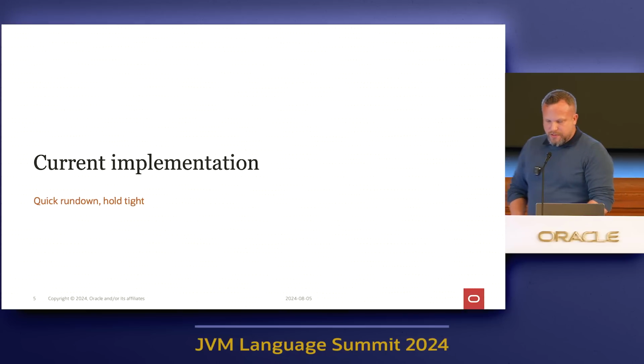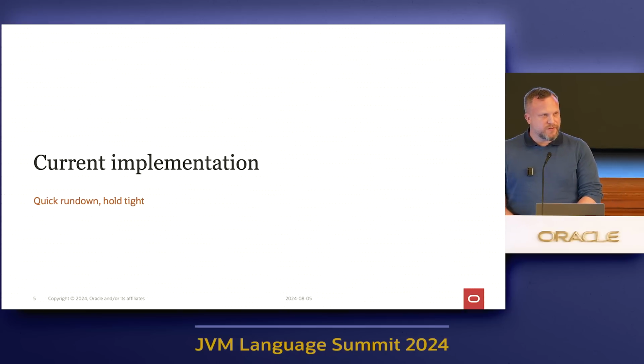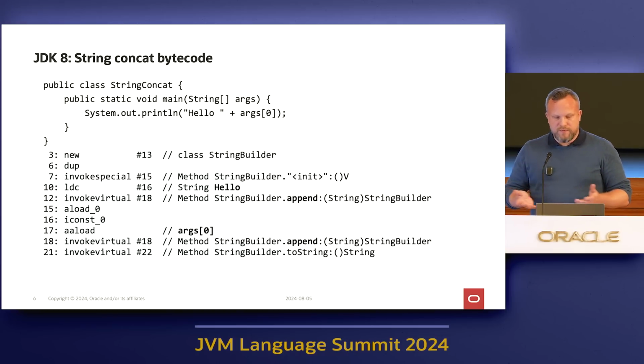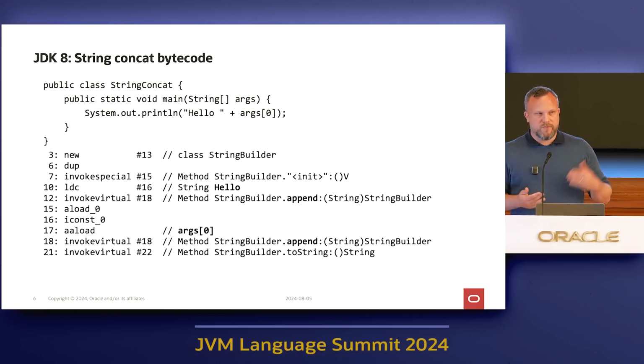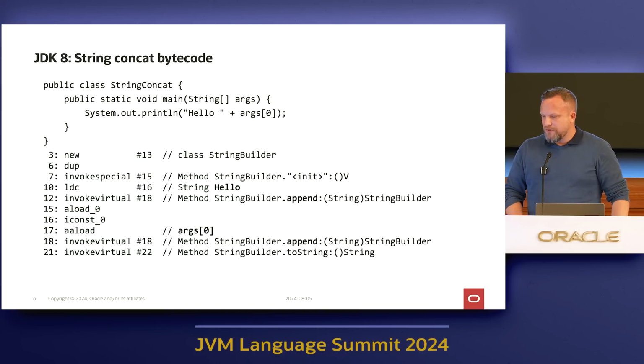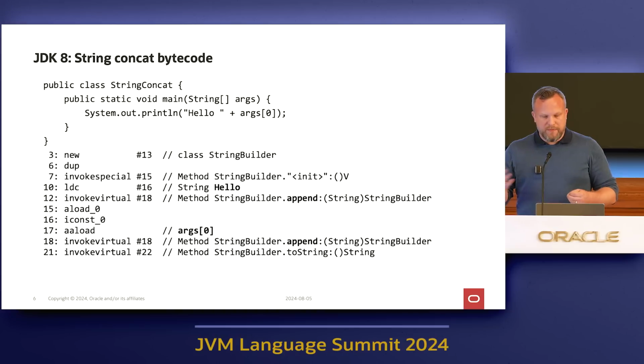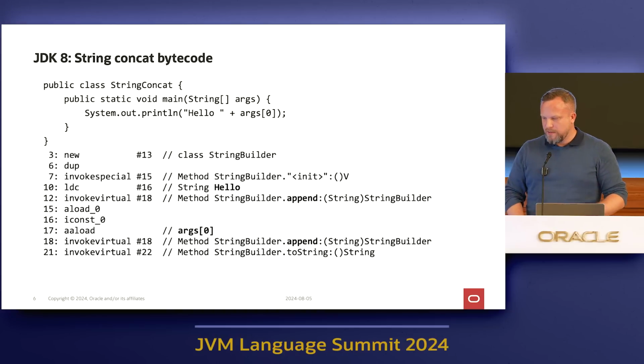But the current implementation, we have to start somewhere. So let's look at where we are and where we came from. When we have string concatenation expressions in Java 8, that would translate into a pretty straightforward sequence: create the StringBuilder, put any constants on the stack, append them one by one, and then finally do the toString on the StringBuilder and return that.